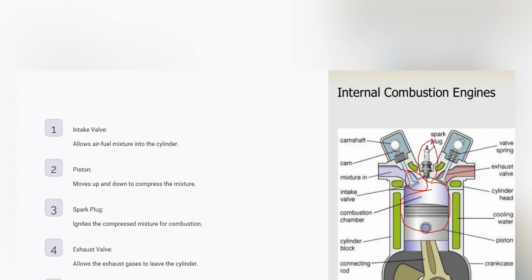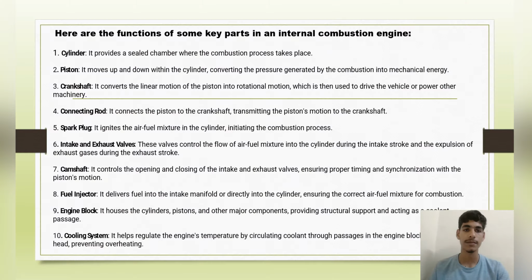Then the exhaust valve, which is located at the right side of the engine, allows the exhaust gases to leave the cylinder. Then crankshaft. The crankshaft converts the linear motion of the piston into rotational motion. This is the crankshaft, which is connected with the connecting rod and the piston. Now we will study more functions of components. Here are the functions of some key parts in the internal combustion engine. Now we will study 10 components of the IC engine with brief definitions.